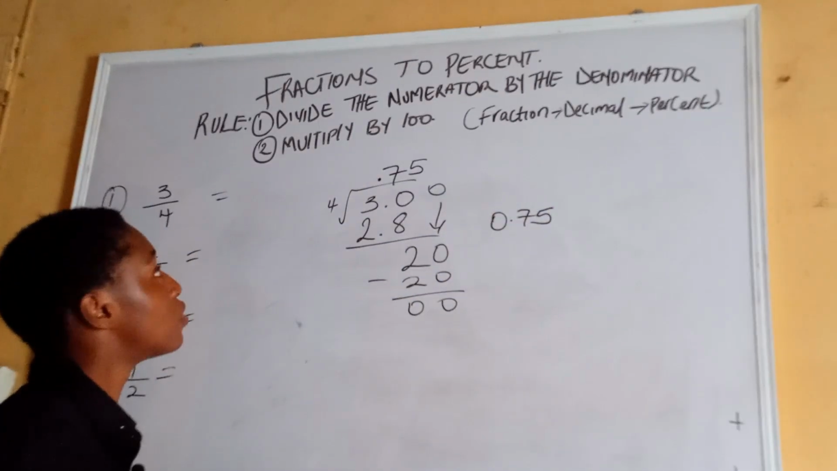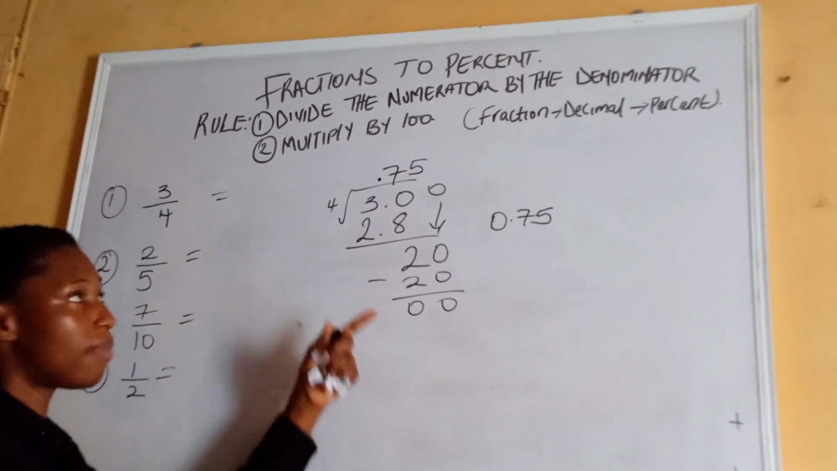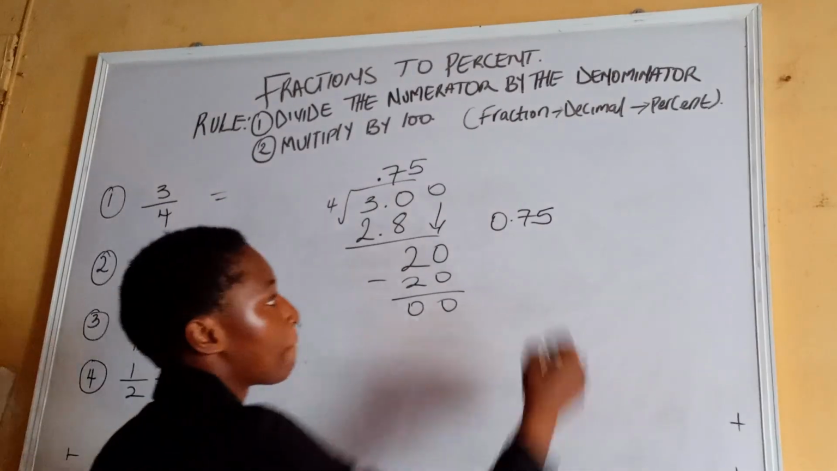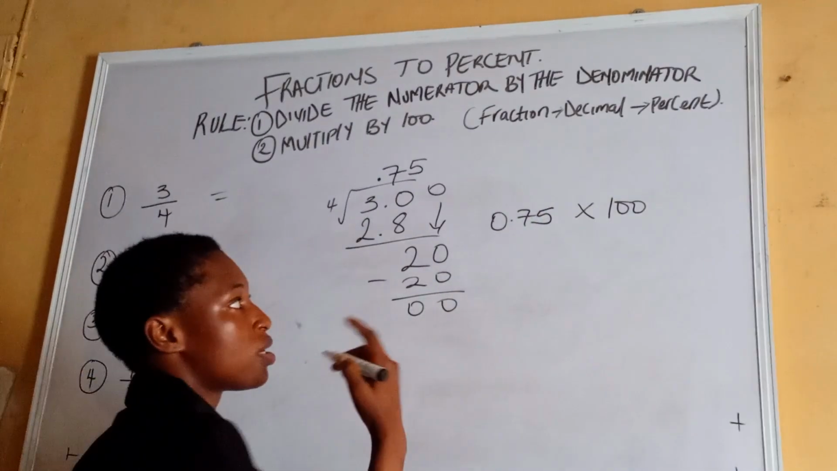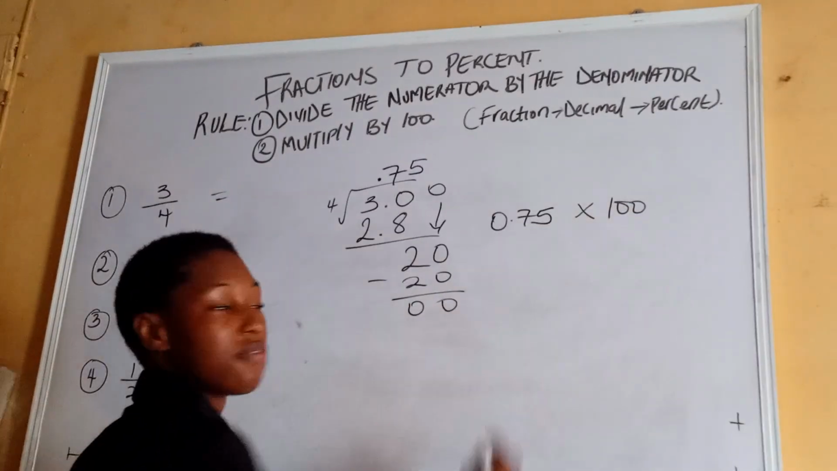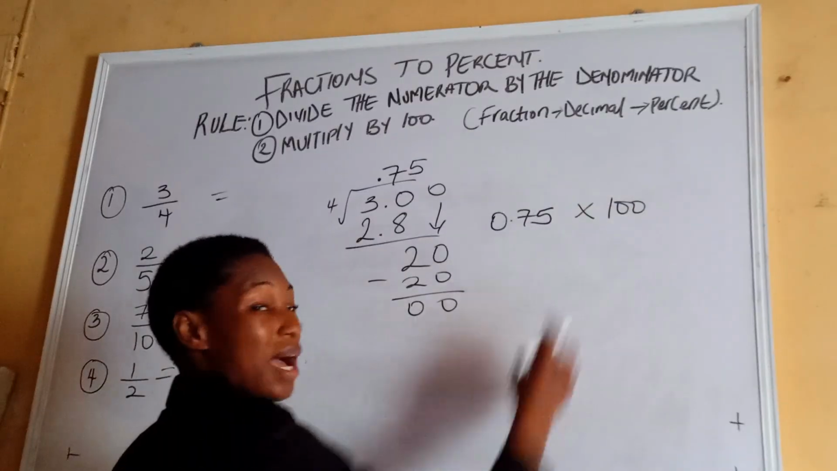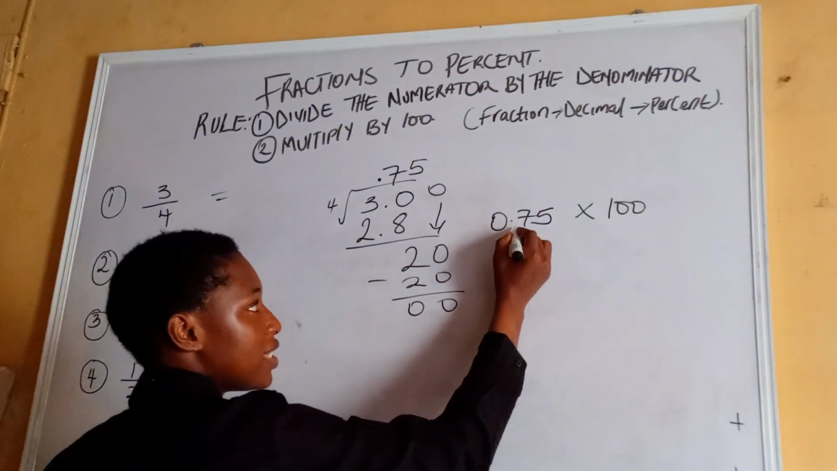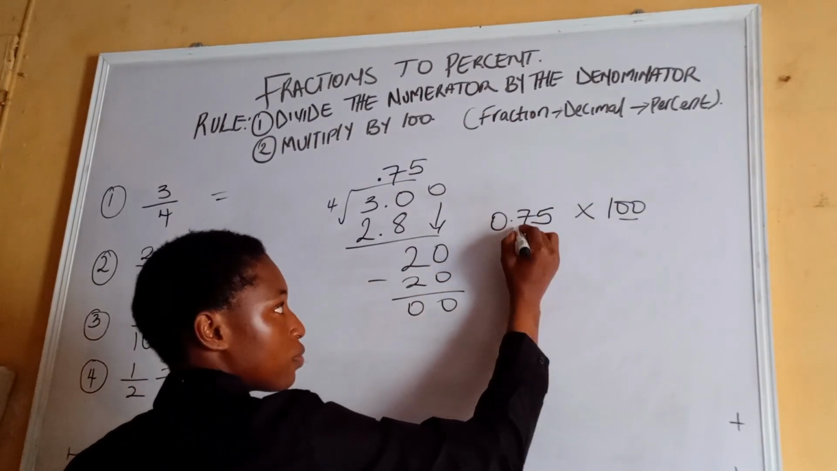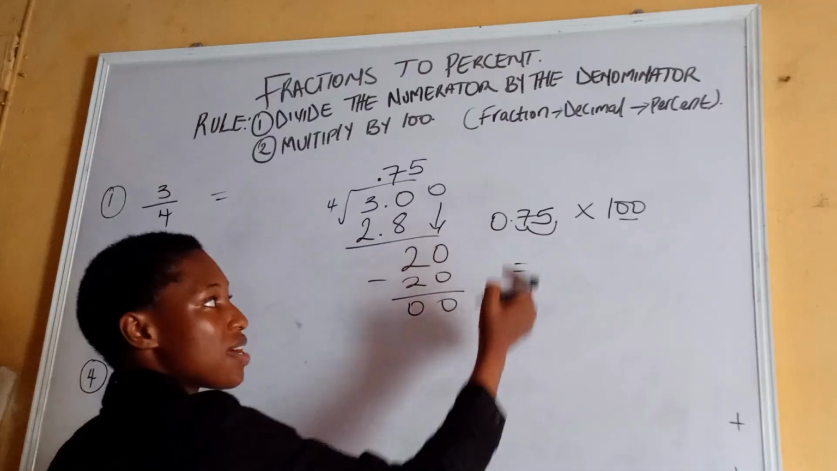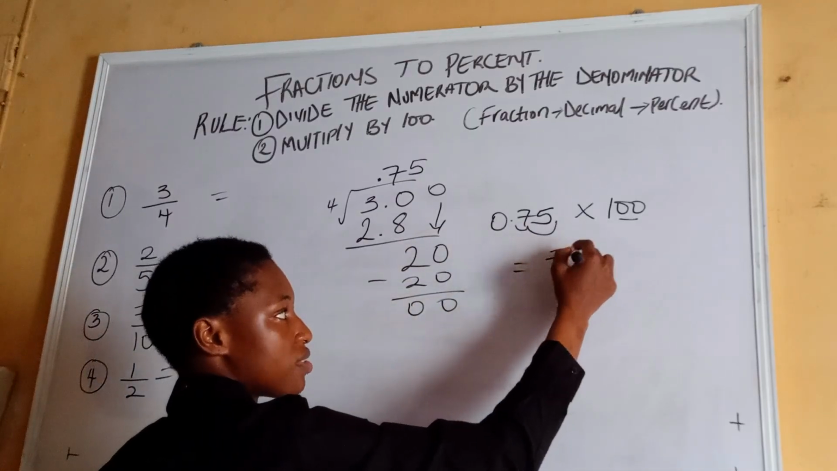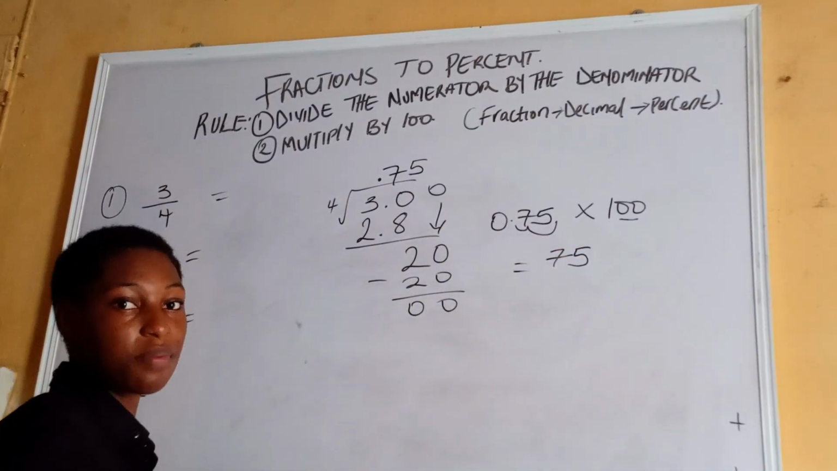Now remember the second rule, it's multiply by 100. So simply 0.75 times 100. Now with decimal, you don't need to go far, especially when you are doing times 100. So you just need to come over here and count. This is 2 zeros here. So 1, 2. 0.75 times 100 will give you 75. You can also use your calculator to confirm that.